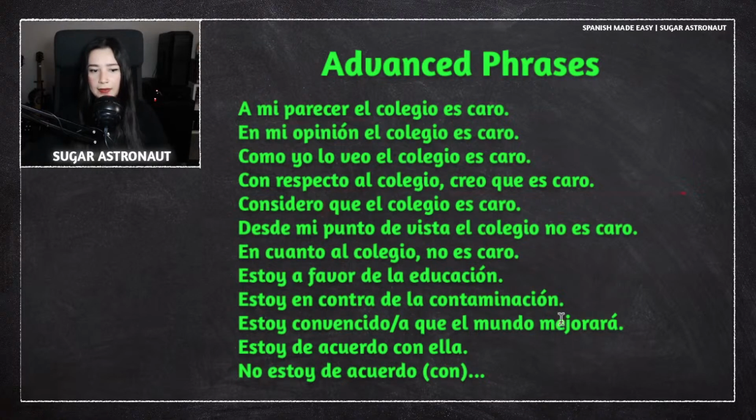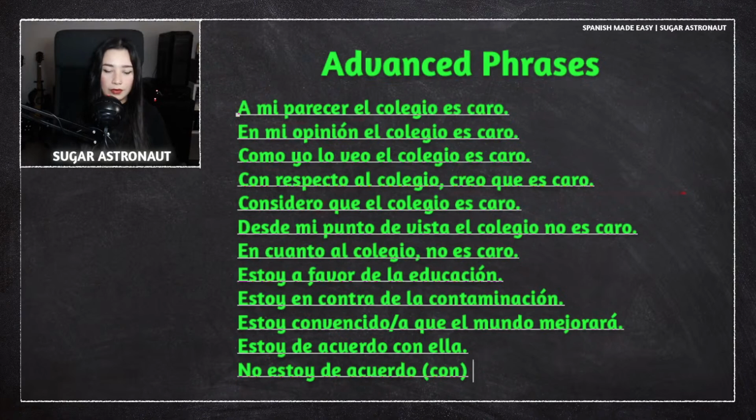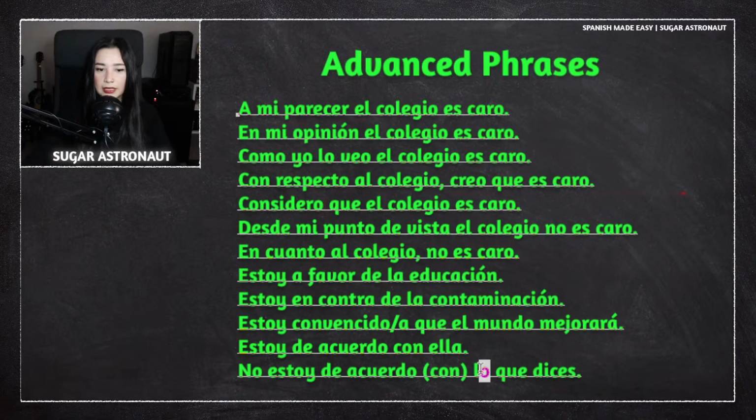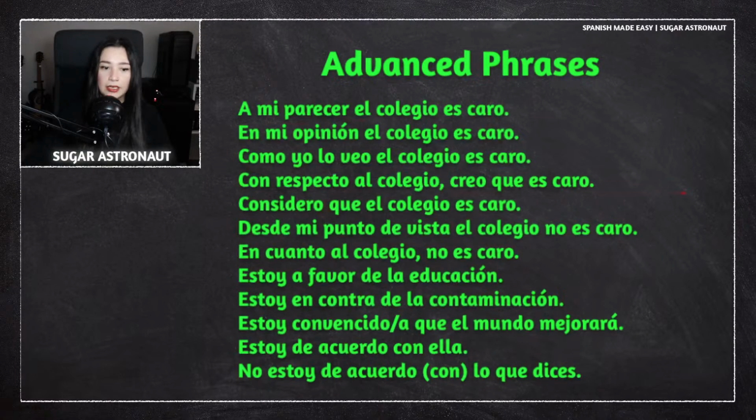Estoy de acuerdo con ella. I agree with her. And lastly, no estoy de acuerdo con. You can say lo que dices. Remember, lo is very vague, not too specific when you are talking about something. So you can say, no estoy de acuerdo con lo que dices. I disagree with what you're saying. Okay? So this is very interesting, how to use all these phrases to express your opinion.